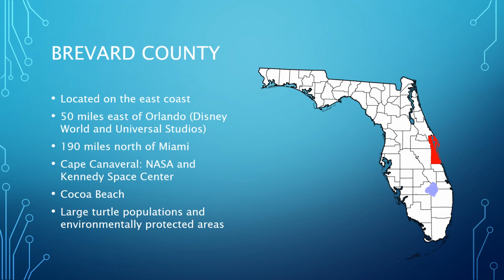Let me give you a quick introduction of Broward County. Broward County is located on the east central coast of Florida. It is 50 miles east of Orlando and 190 miles north of Miami. It is home to Kennedy Space Center, and we have a famous beach called Cocoa Beach. This is a good place for surfing. We also have large turtle populations and environmentally protected areas.